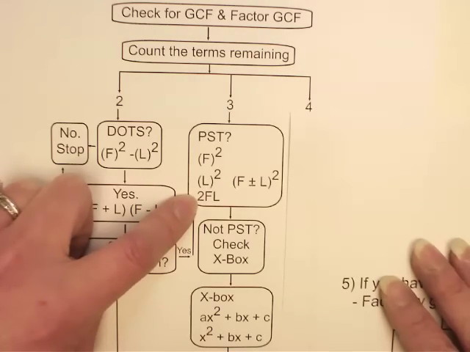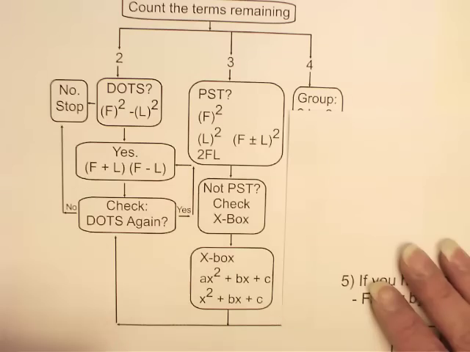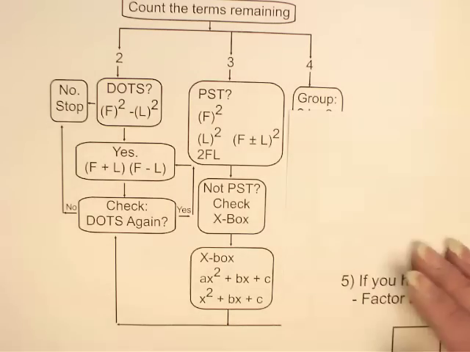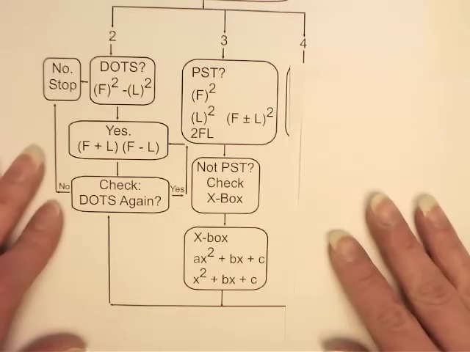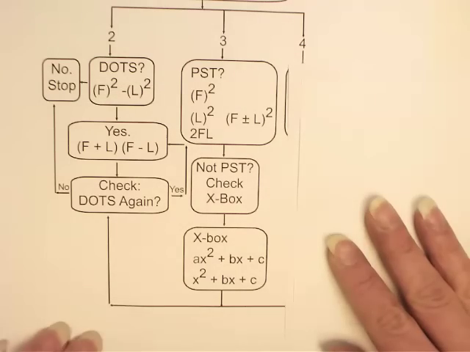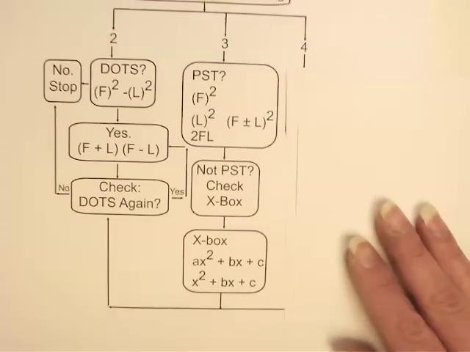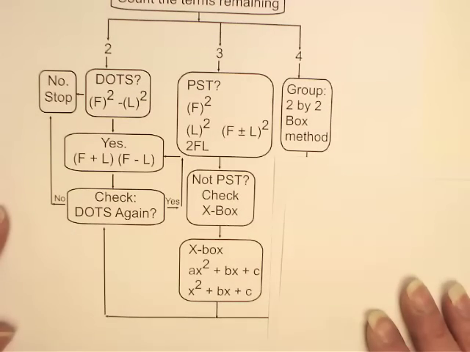Okay? If it is not a PST, then you're going to go ahead and check using, of course, the X box. Okay? The X box is the method that we use for trinomials that we are unsure of. Okay? So if you can't recognize PSTs or if it slips through by accident, we'll catch it when we do our X box. And finally, if there are 4 terms, we're going to go ahead and group it 2 by 2 and use the box method.